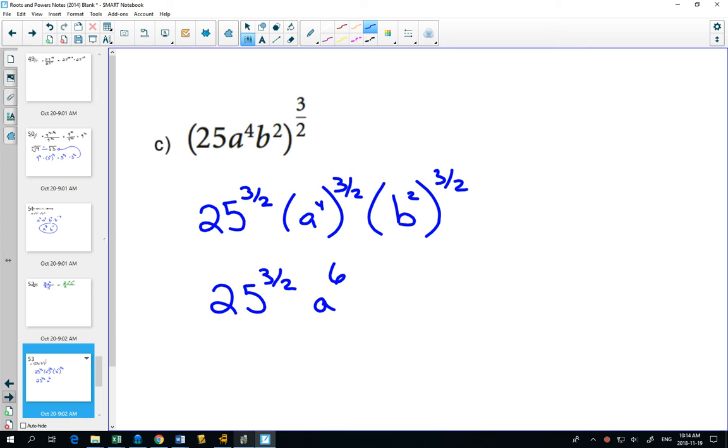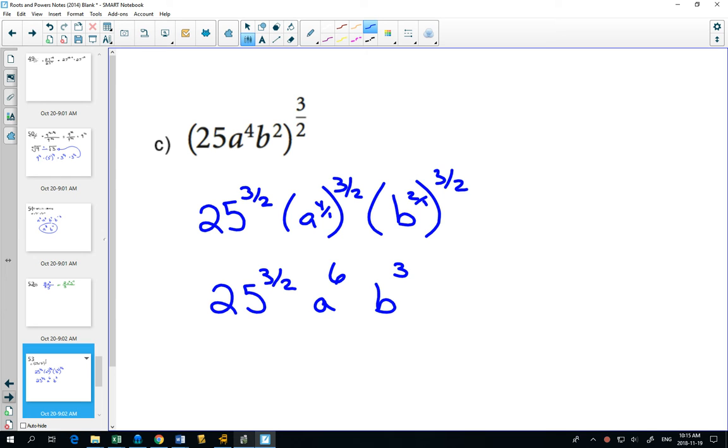a to the 6. Can you see that if you multiply those exponents, you would get 12 over 2? You can imagine the 4 is 4 over 1. How do we multiply fractions? We multiply our numerators, we multiply our denominators, and we would get 12 over 2, which reduces to 6. Same thing in the next one. You can imagine that 2 is 2 over 1. If you multiplied, you would get 6 over 2, which reduces to b cubed.